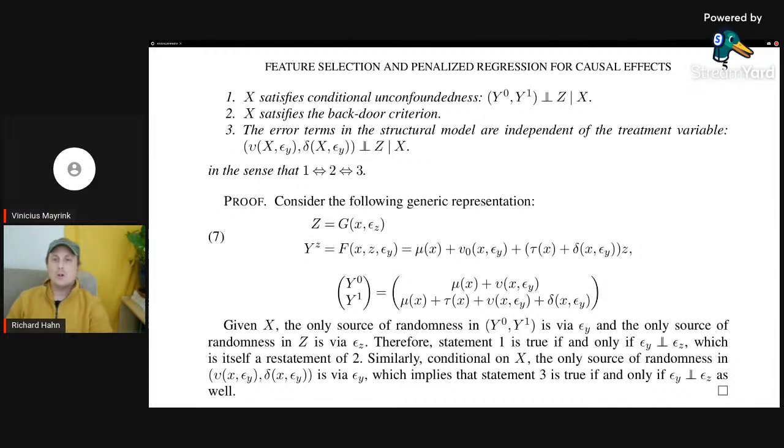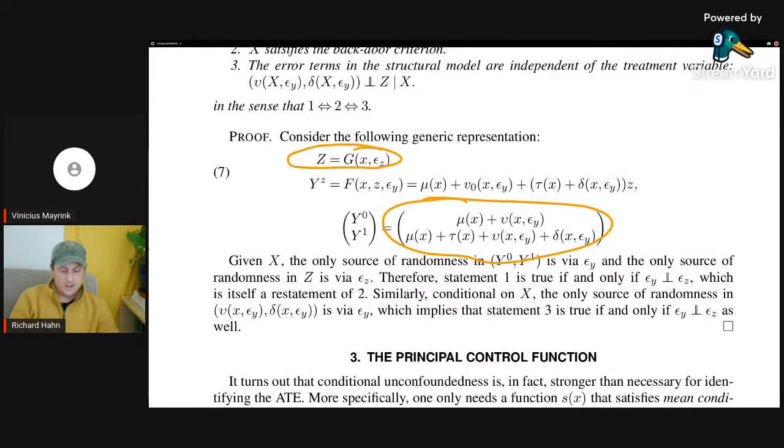So in particular, if you look at Y1 and Y0 in terms of the structural causal model written right here, you will see that conditional on X, if I know the value of X, the only randomness here is due to epsilon Y. And the only randomness in Z, given X, is due to epsilon Z. Therefore, statement 1 is true if and only if those error terms are independent. The error terms being independent is a restatement of 2, because satisfying the backdoor criterion is exactly what allows us to write down a functional causal model with independent errors. And the more interesting one is if you look at those two error terms, the epsilon and delta, they also only involve epsilon Y.